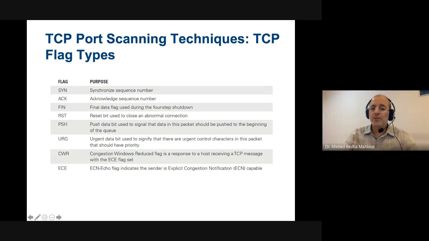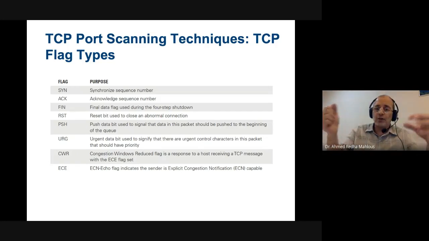Okay, we do have PUSH and URGENT. With PUSH, when you receive, for instance, many packets or requests from different devices, you put their packets into a queue, and you process them based on first come, first served. But when a packet comes with a PSH flag, instead of putting that packet at the end of the queue, you put it at the head of the queue, because you are pushing that packet to be at the beginning of the queue.